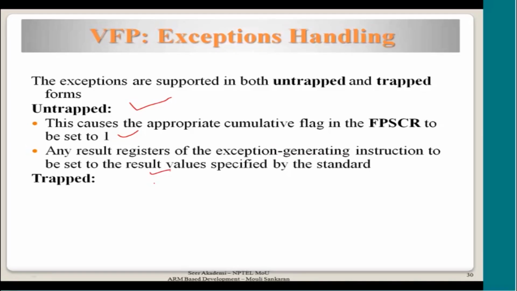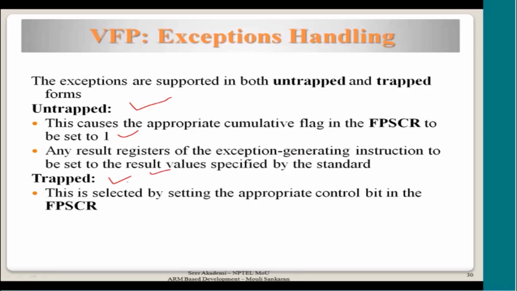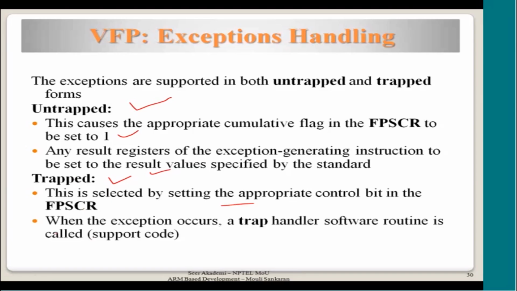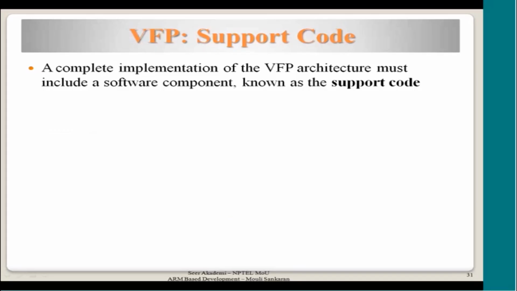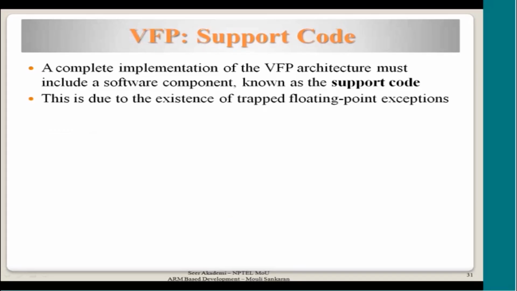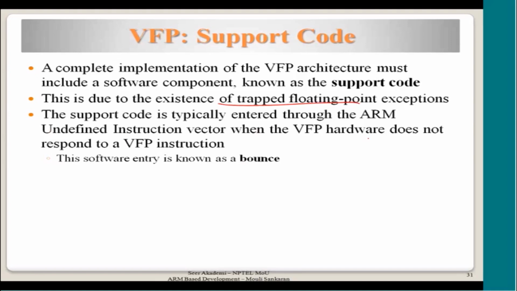If it is trapped, you want to generate a trap, then this is selected by setting the appropriate flag, and then the exception happens, the support code gets executed, and ARM calls the exception. So this is how the floating point processor handles exceptions. Support code, I already explained, is needed for a complete implementation of the VFP architecture. This is due to the existence of trapped floating point exceptions. Basically, support code comes only when there are exceptions which need to be trapped, that means you want to generate an exception.